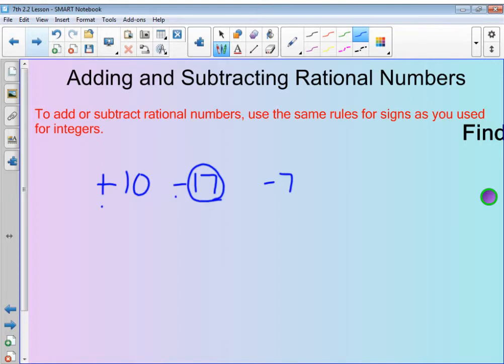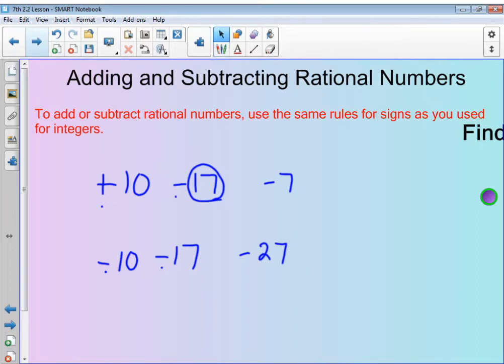Okay, if we had numbers that had the same symbol, so let's say this time I did -10 and -17. Okay, I look at the symbols, they're the same, so I find the sum. So the sum is to add, so 10 plus 17 is 27, and then I'm going to apply the same symbol. So I'm going to add a negative sign in front because we apply the same symbol, so we get -27. We're going to use those concepts today, only today we're going to work with fractions and decimals.